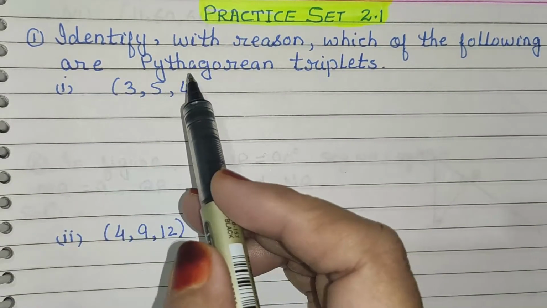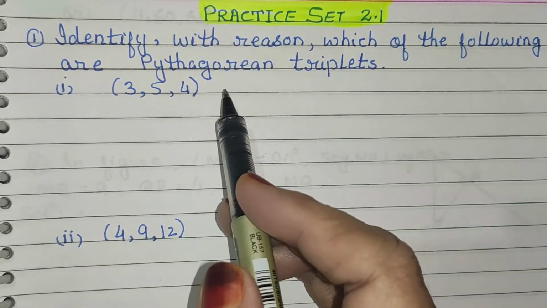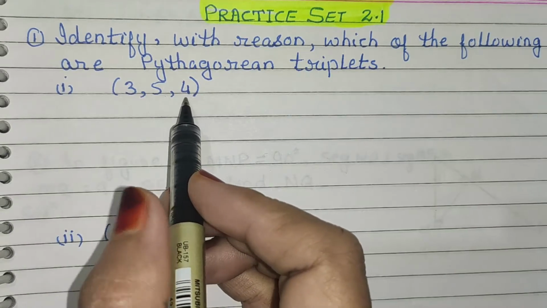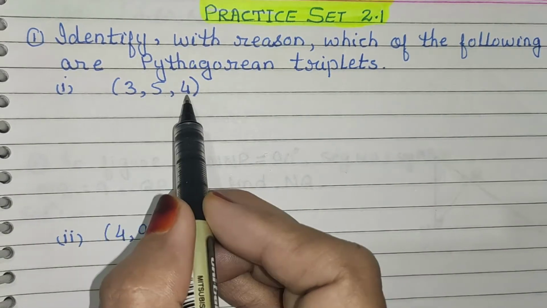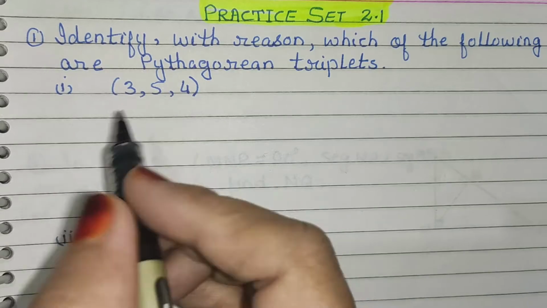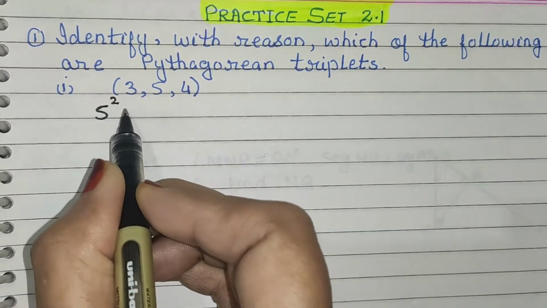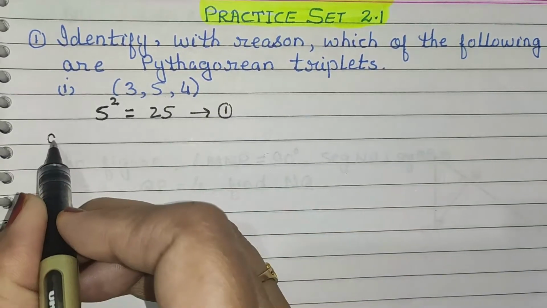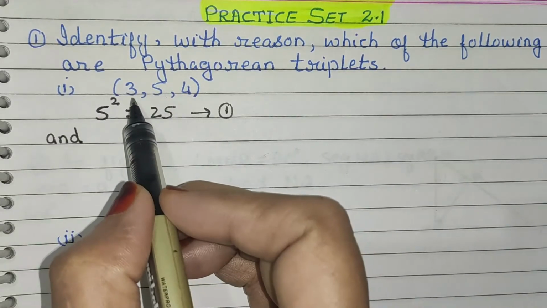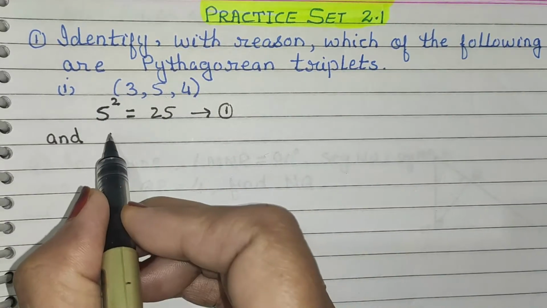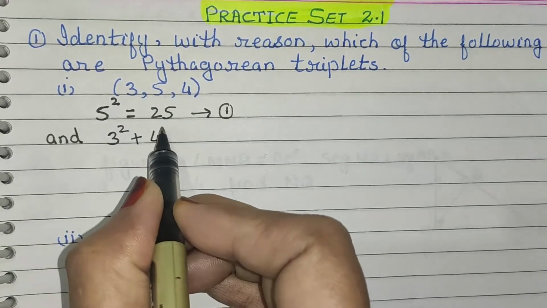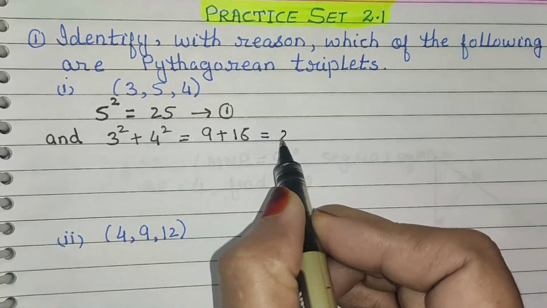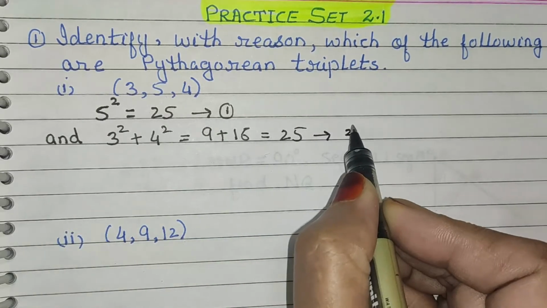First question is identify with reason which of the following are Pythagorean triplets. Now the first is 3, 5, 4. ध्यान दीजिए, यहाँ लार्जेस्ट नंबर है 5. Now 5 square is equal to 25. Take it equation number 1. And the sum of squares of other two numbers, 3 square plus 4 square, solve it. 9 plus 16 is equal to 25. Give it equation number 2.